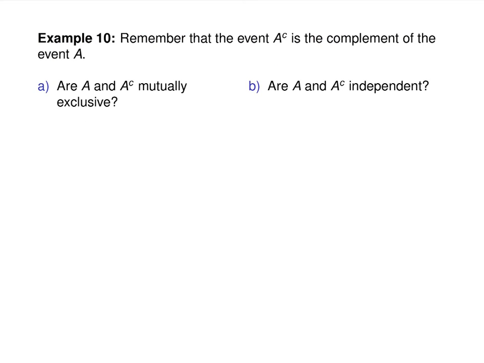So remember that the event A with the superscript of C is the complement of the event A. Are the events A and A complement mutually exclusive? No. I think they actually are. So yes, because mutually exclusive just means they have nothing in common. They don't have to cover the whole sample space, but they can. Does that make sense?